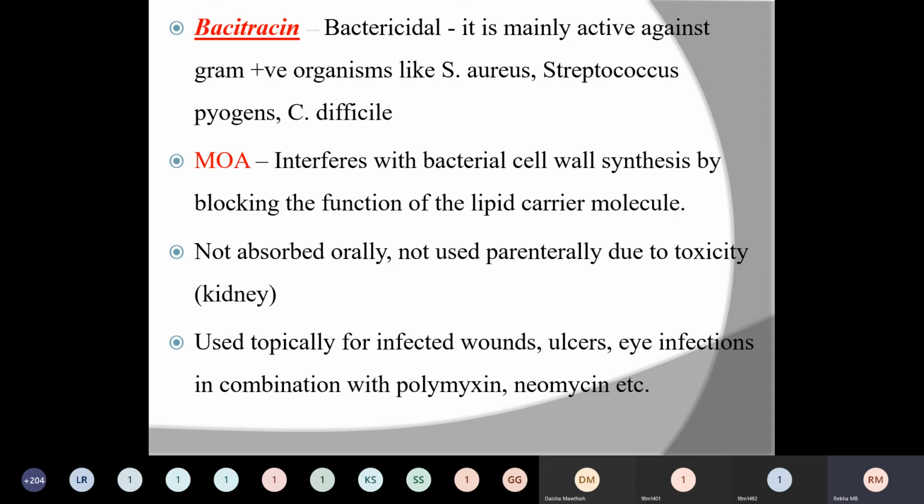Next is bacitracin. It is also bactericidal in nature. When we look at the spectrum of activity, in contrast to polymyxin B and colistin, bacitracin is effective against gram-positive organisms like Staph aureus, Streptococcus, and Clostridium difficile. Mechanism of action is different. It acts by inhibiting the bacterial cell wall synthesis. It is not absorbed orally, and parenterally it is not given because it is highly nephrotoxic. Uses: it is used topically for infected wounds, infected ulcers, or for eye infections.